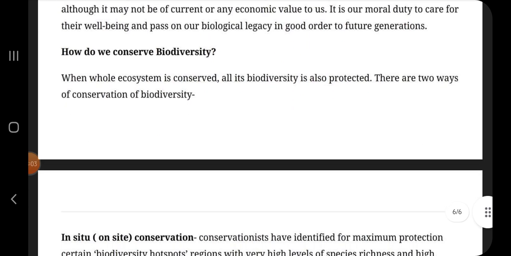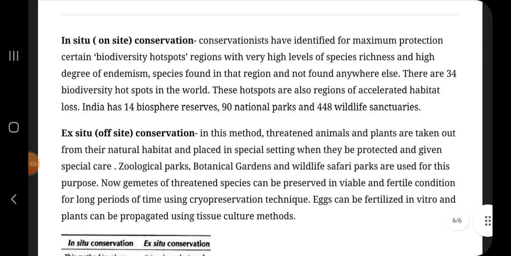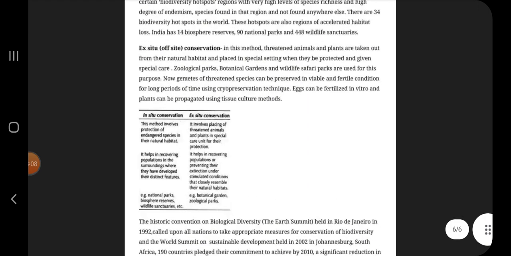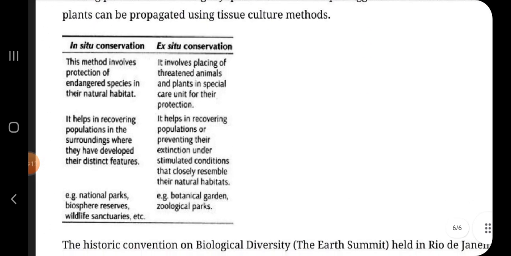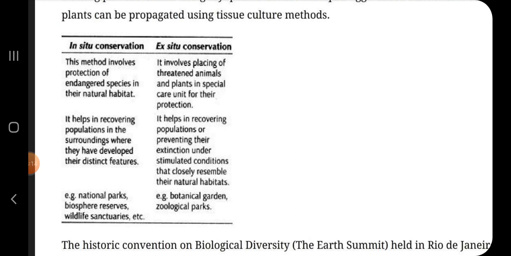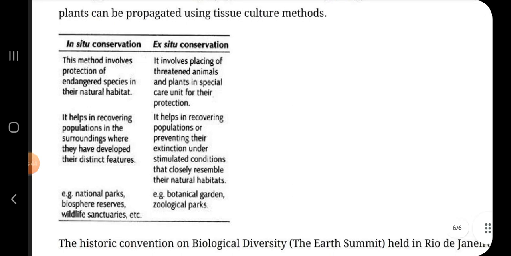Then how do we conserve biodiversity? There are two ways: in situ and ex situ conservation. The in situ method involves protection of endangered species in their natural habitat, and ex situ involves placing threatened animals and plants under special care and protection. In situ conservation helps in recovering populations in the surroundings where they have developed their distinct features, for example national parks, biosphere reserves, wildlife sanctuaries, etc. And ex situ conservation helps in recovering populations or preventing their extinction under simulated conditions that closely resemble their natural habitats, for example botanical gardens and zoological parks.